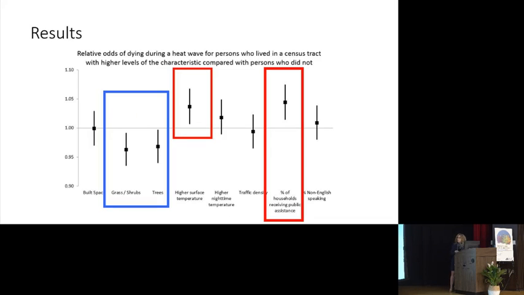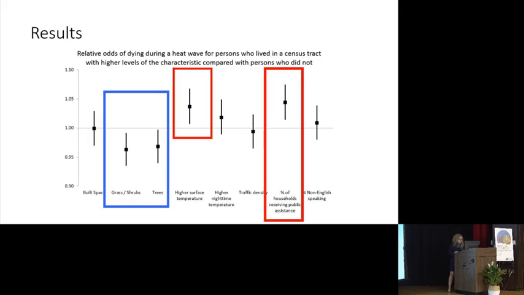These are some of the neighborhood characteristics. We found that living in greener neighborhoods in the city was protective. So you're less likely to die during a heat wave if you lived in a green neighborhood as opposed to less green neighborhoods. Correspondingly, you were more likely to die in hotter areas of the city, areas that had a higher surface temperature. And also, individuals who lived in poorer neighborhoods were more likely to die during heat waves.